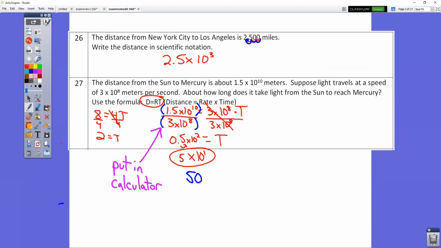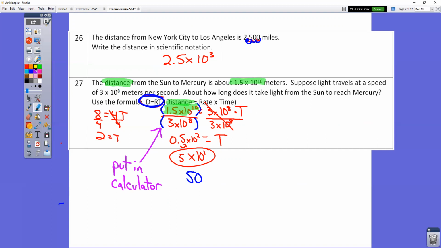Question number 27. I think this question is the hardest one on the whole entire exam, number 27. The formula that you're using here is distance equals rate times time, all right? What they want you to actually do is, it's really a dividing in scientific notation question, but we sort of disguise it as a word problem. You're being given the distance. The distance in the word problem, it says the distance is 1.5 times 10 to the 10th. So we're subbing that in for the distance.